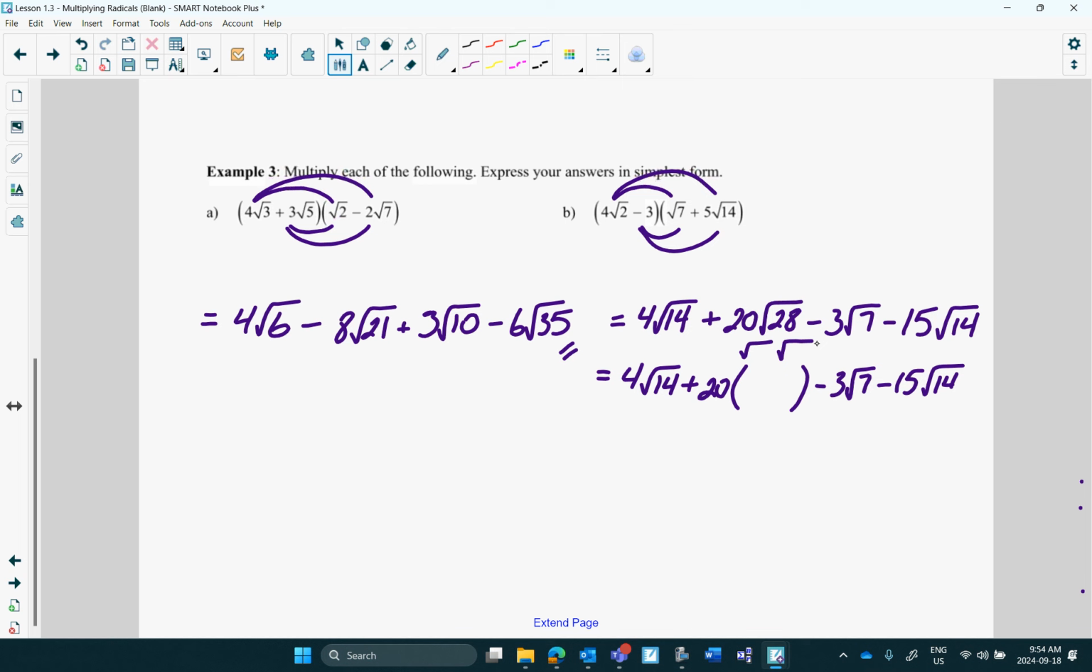What does it break down to? Root 28. 4 and 7, which further simplifies to 2 root 7. Which means the second term, if I multiply the 20 and 2 together, I get 40 root 7. Minus 3 root 7 minus 15 root 14.